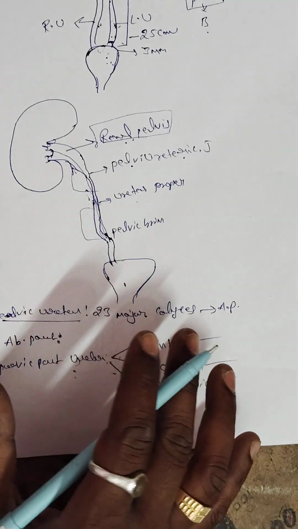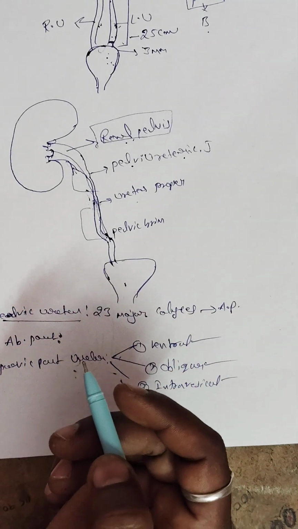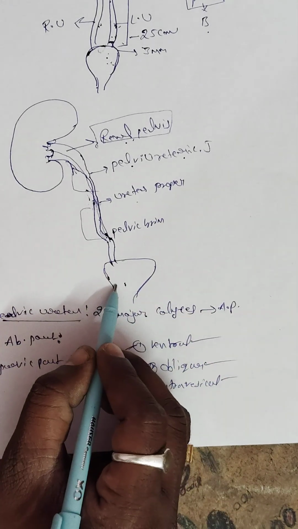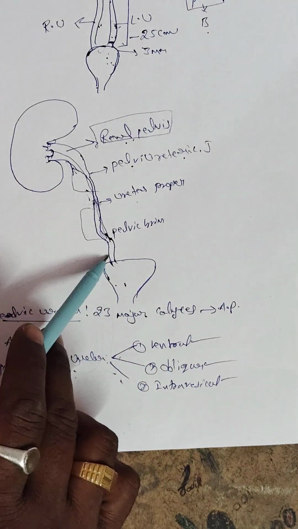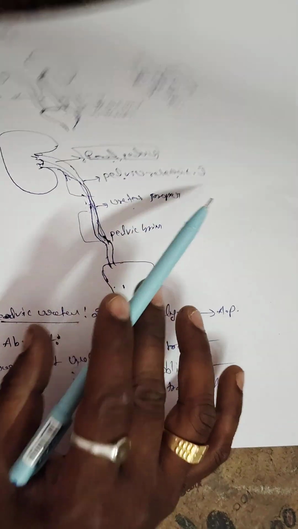The next one is connected to the bladder, and transfers urine from the kidneys to the bladder by the ureter. This is about the ureter.